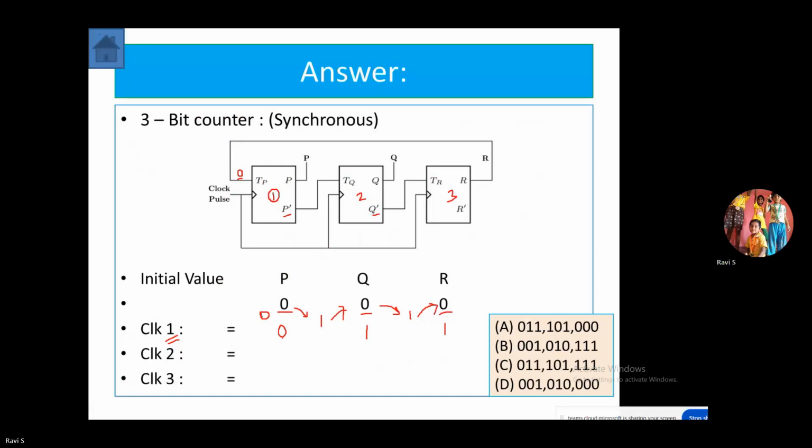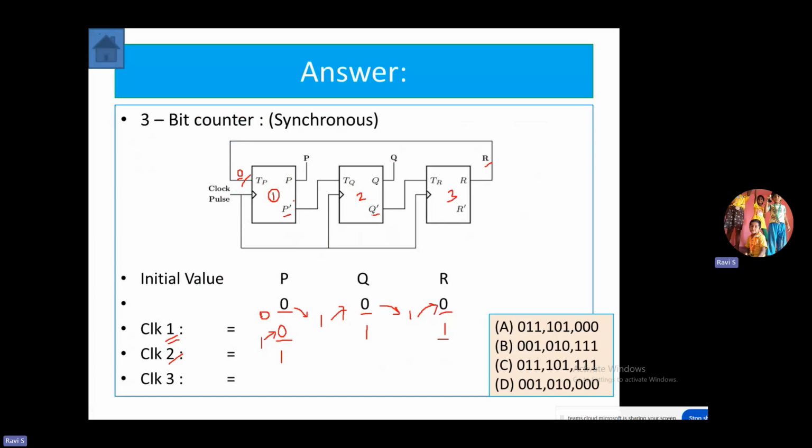Now we go to the second clock pulse. The first flip-flop takes the R output as input. If we observe here, the R value is 1, so 1 is given as input for the first flip-flop. The current state value is 0. Applying 1, it toggles the state, so it changes to 1.